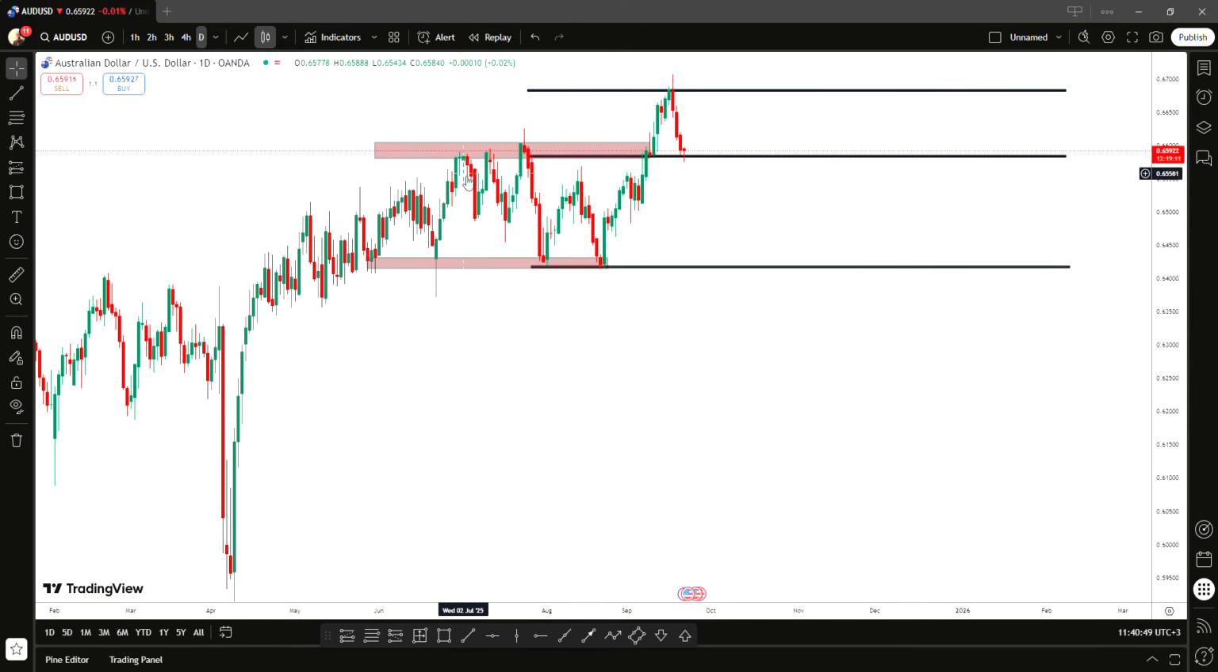After reaching here, it dropped down. Now this is where we become interested. After reaching here, it dropped down, making a resistance. Remember, there is a support here and there is a resistance up here. So after reaching here, it dropped down here, then went back to this level and dropped down.